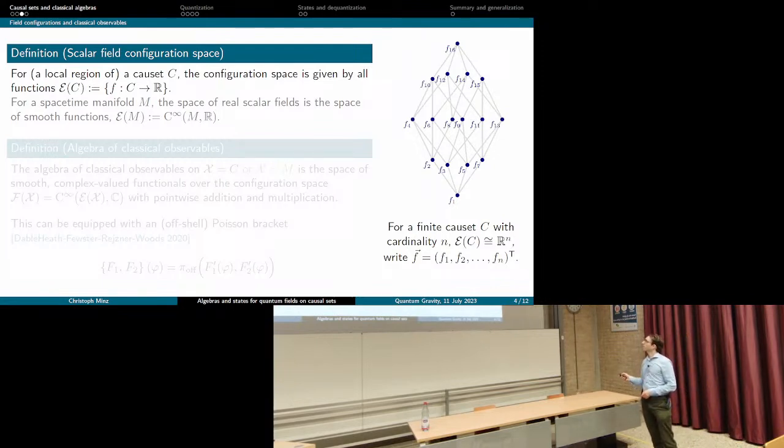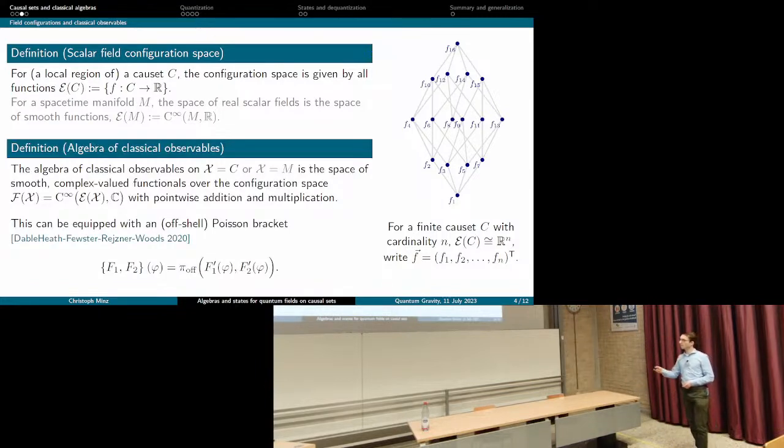To get the algebra of classical observables, we take functionals of these fields. Any functional of that gives us, in the algebraic sense, the algebra of classical observables. You can equip this with addition and multiplication for the algebra. You can also equip it with a Poisson bracket. This is so far off-shell, because we haven't imposed any field equations yet. You can find more in this paper here.